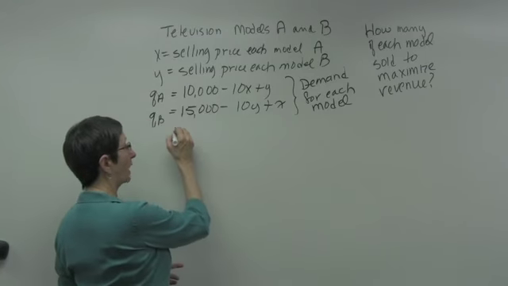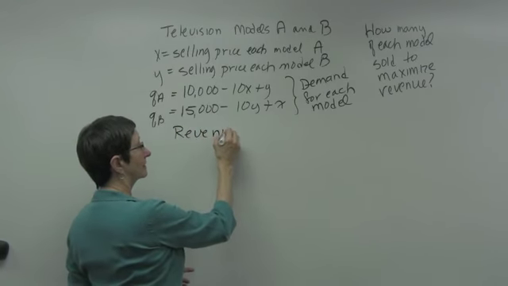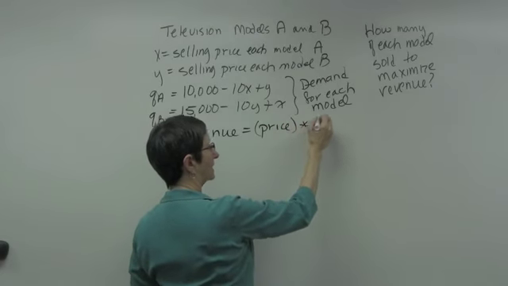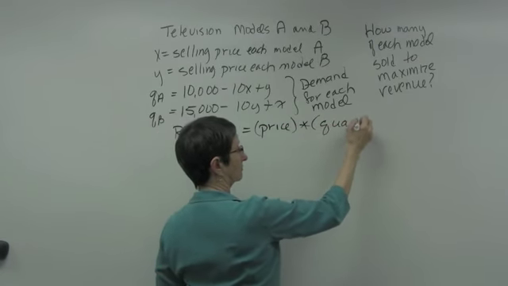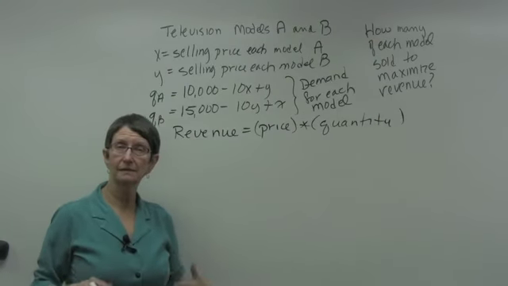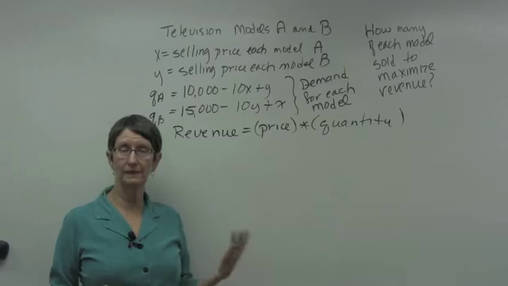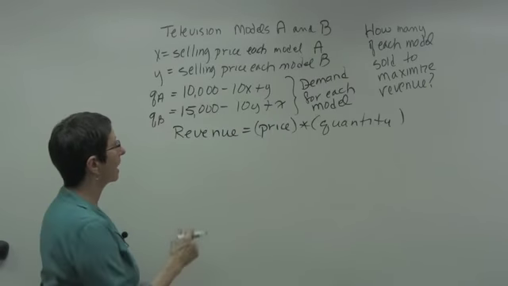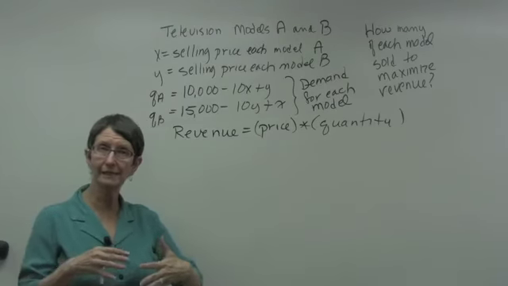Revenue is price times quantity. The selling price multiplied times the quantity sold. Well, we have two quantities. This is not a simple company. They have at least two pieces of things in their inventory. So we need a revenue for each piece.